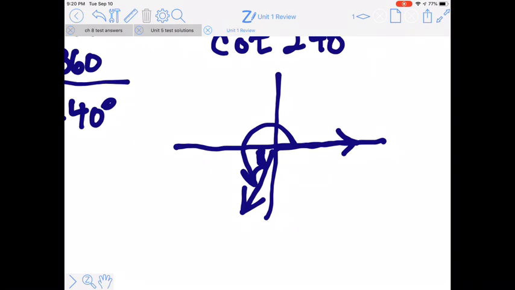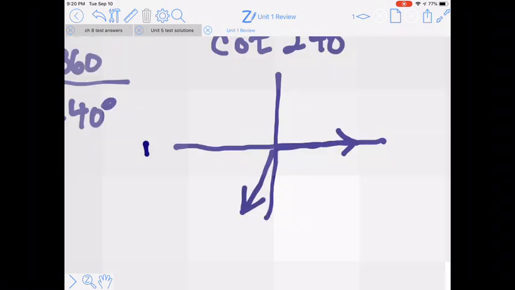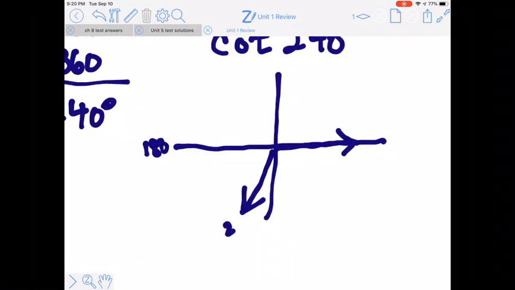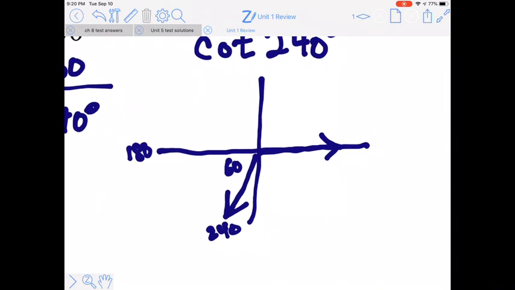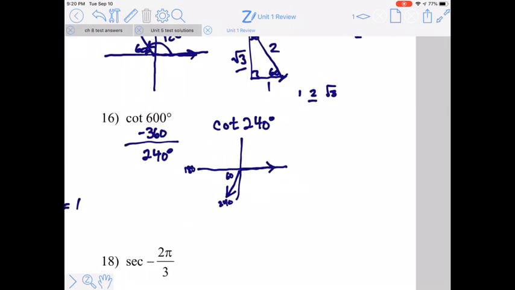So the distance between the x-axis and there, if this is 180, and this is 240, then the distance there is a 60 degree reference angle. So I need to consider my 30, 60, 90. So this would be 60 degrees with side lengths 1, 2, square root of 3.